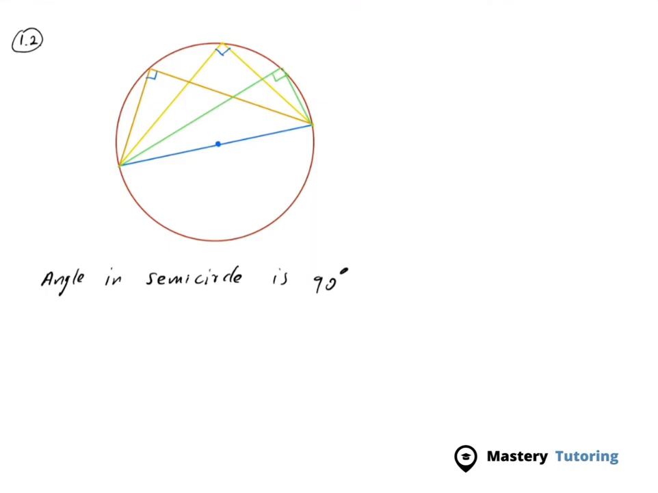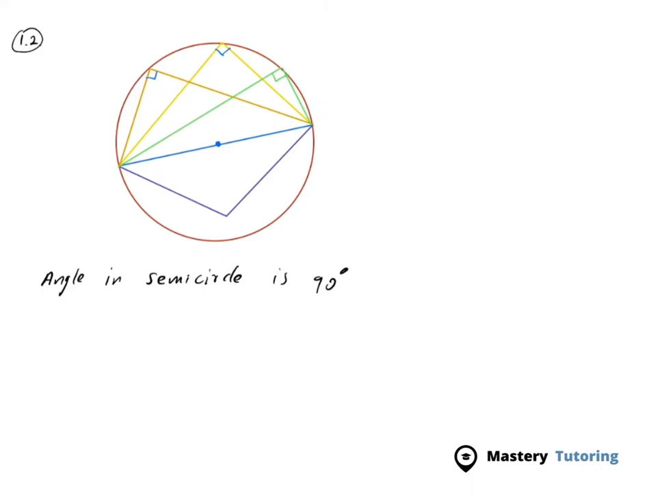But there's a key here. The key is that it has to be a semicircle, meaning that this line must be a diameter. It can't be a chord. It has to be a diameter. And the angle must be formed on the circumference of the circle, not at any point before the circumference of the circle. So suppose, let me just give an example. You draw an angle like this.